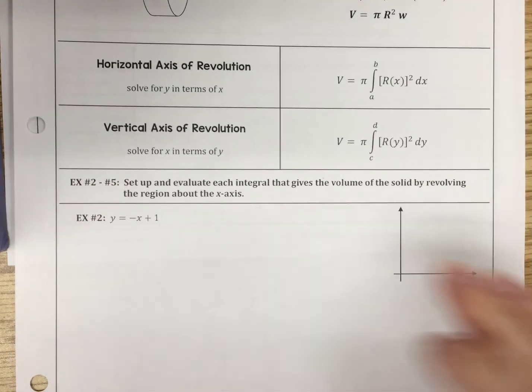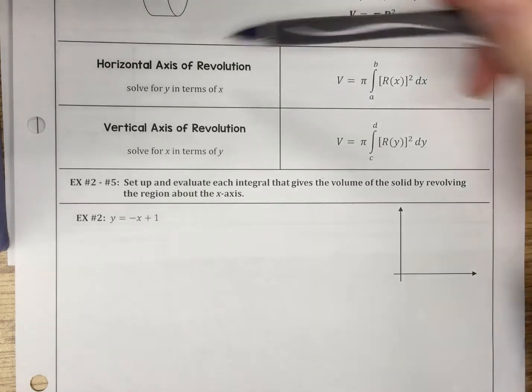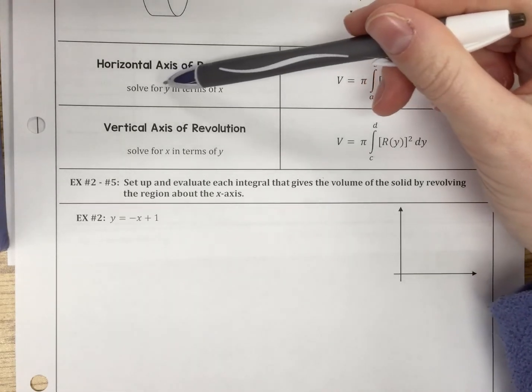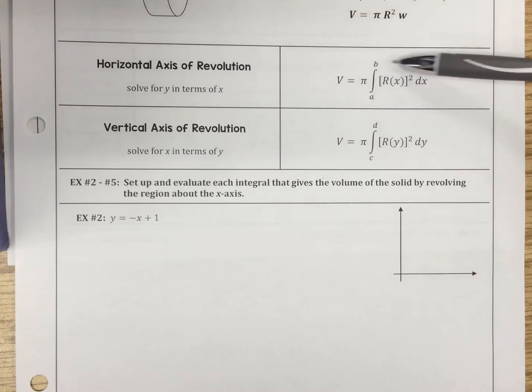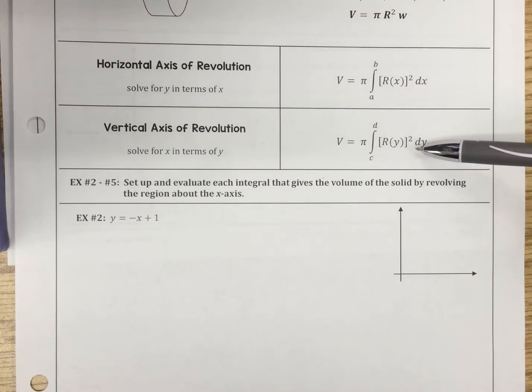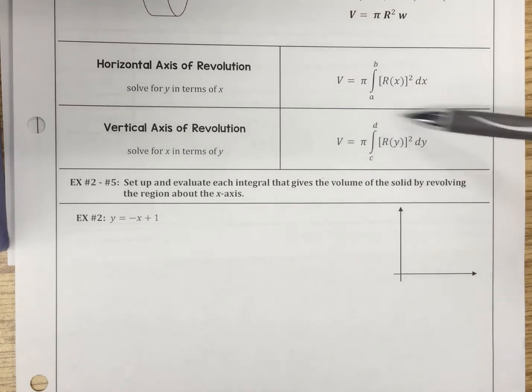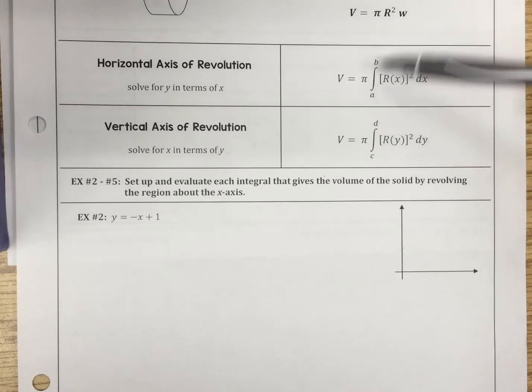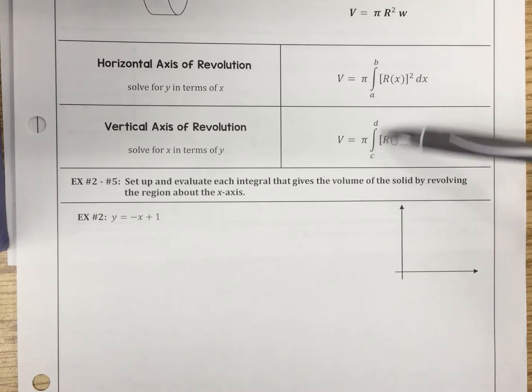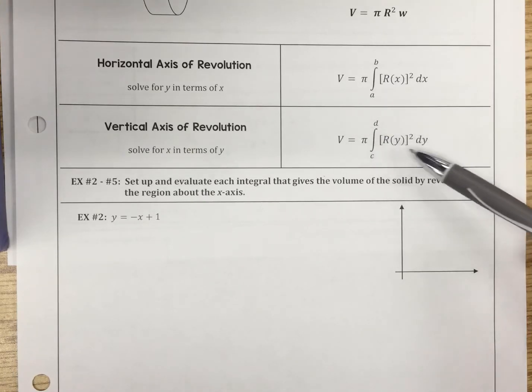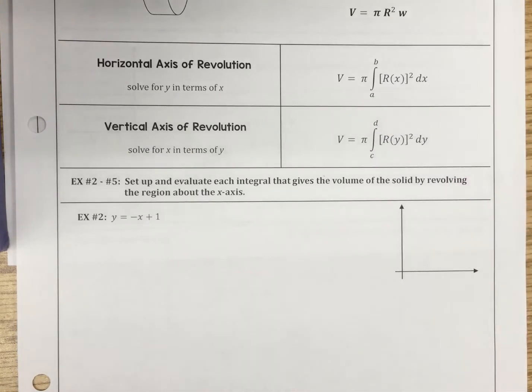So they've got this right here for you to look at. If we have solved for y in terms of x, this is what we're looking at. If it's solved for x in terms of y, this is what we're looking at. Same thing, we just got to pay attention. This one, the bounds are in terms of x. This one, the bounds are in terms of y. And then we either have a dy or dx at the end.